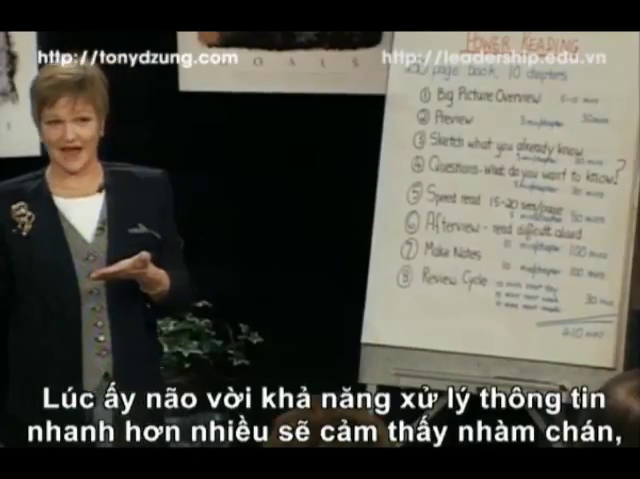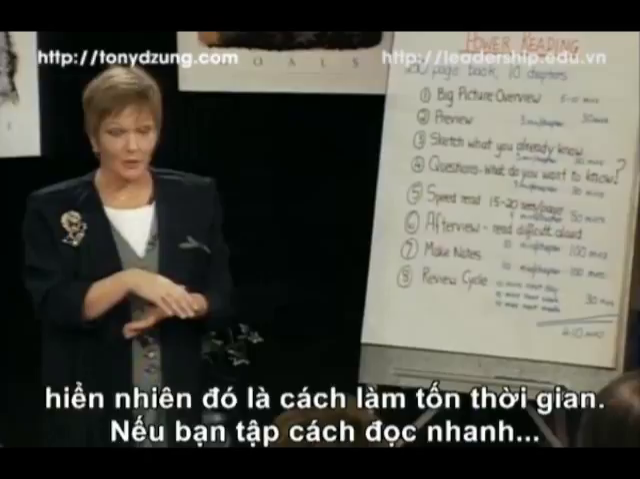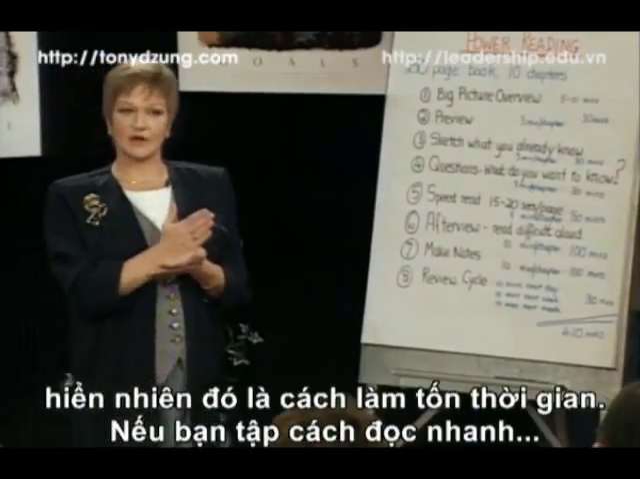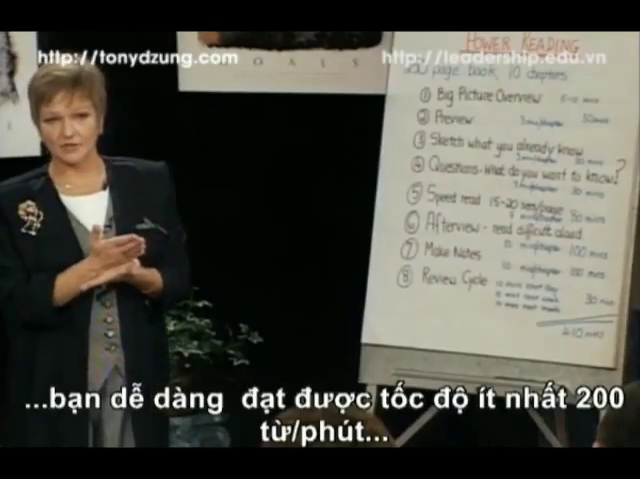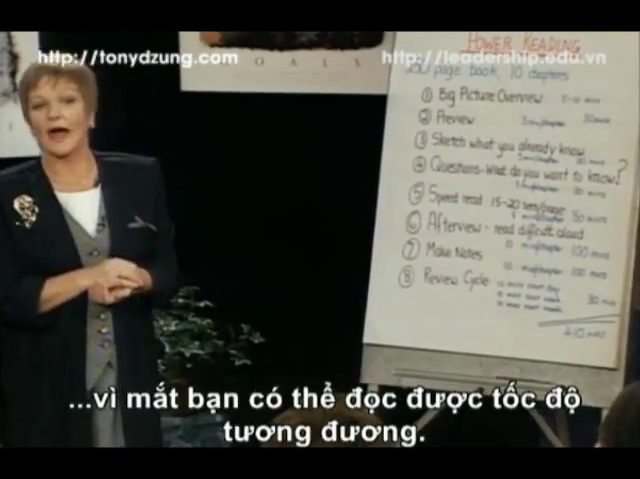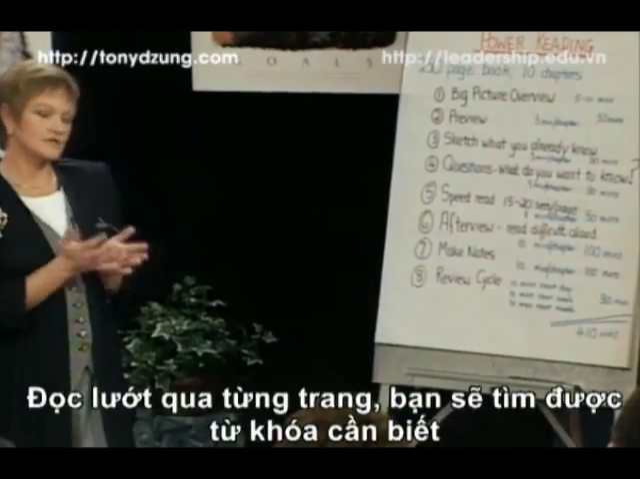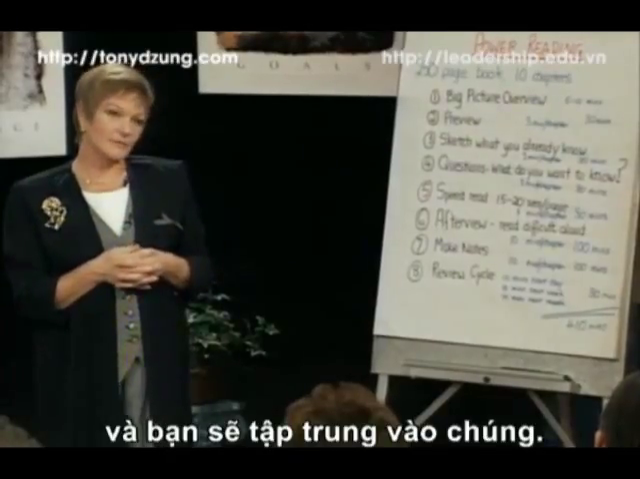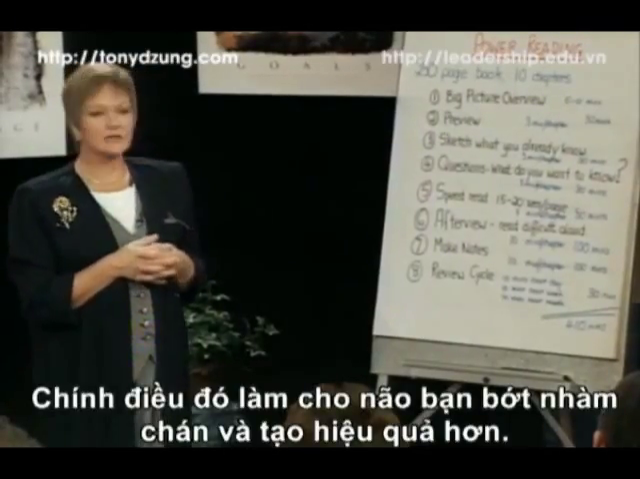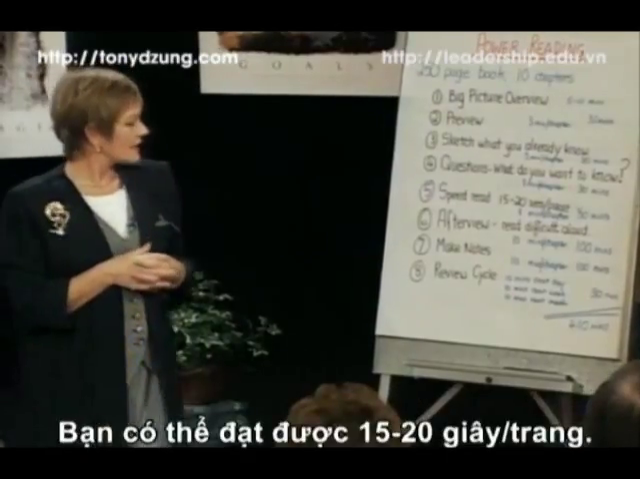It means that the brain, which works far faster than that, gets bored, so it back skips, it wastes time, it wanders. If you teach yourself how to speed read, and you can achieve quite easily at least 2,000 words a minute, because your eyes work quite happily at that speed, scanning the pages, you will find the key words that you need to know about are there, and you will focus in on them. It actually stops the brain getting bored, so you're more effectively reading.